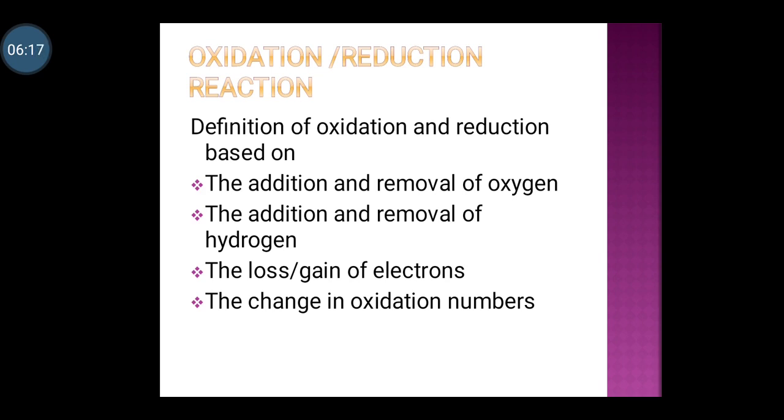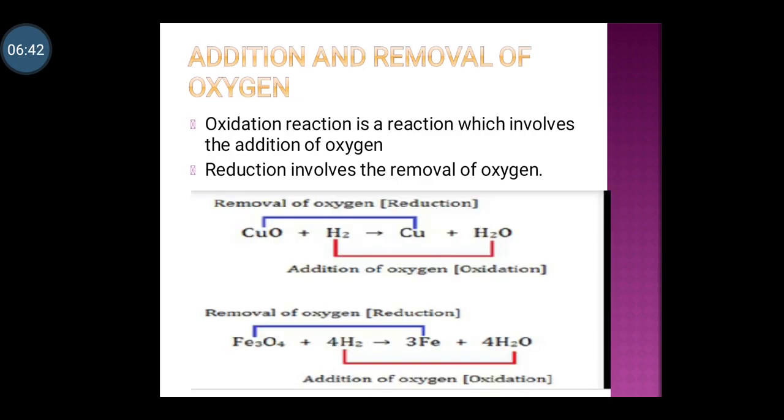Now we'll be defining oxidation and reduction based on: 1. The addition and removal of oxygen. 2. The addition and removal of hydrogen. 3. The loss or gain of electrons. And finally, the change in oxidation numbers. Let us now look at the first one, addition and removal of oxygen.